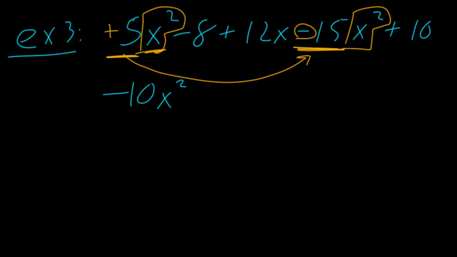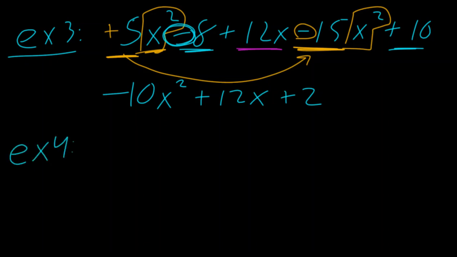Now, I'm going to go ahead and take a look at this positive 12x. Notice there are no more x terms, so I can in fact just drop that down as plus 12x. And of course we have our negative 8 plus 10. Remember, pay attention to that sign. Negative 8 plus 10 will give us 2. Okay, let's do one more example.